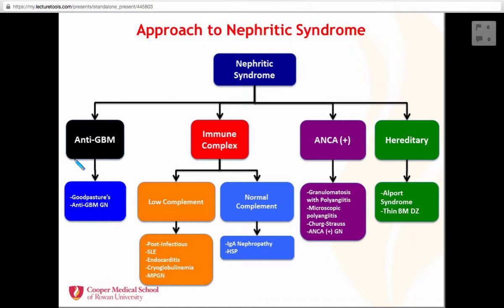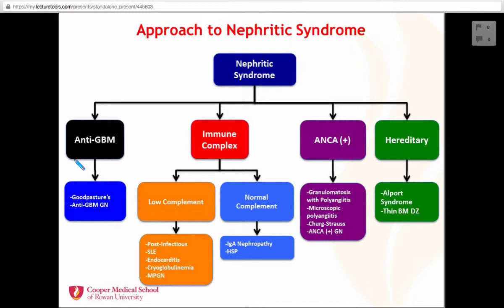So asthma, high eosinophil count, and then as the disease progresses, those eosinophils can accumulate in tissues causing organ dysfunction, and eventually you can get a small vessel vasculitis. We're not seeing anything along those lines. So then we move into the middle box, which is immune complex. And this can be further differentiated by normal complement levels or low complement levels, what we call hypocomplementemia.